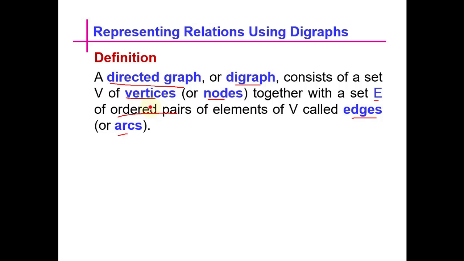So this can be seen through any picture. The vertices here represent the elements, and from one element to another element there will be an edge if that element is related to the other element.